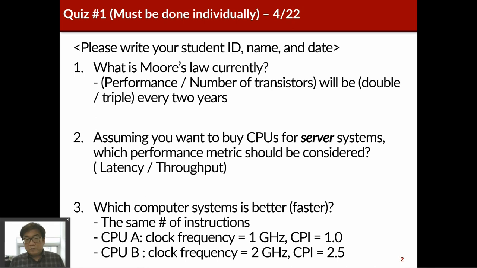For the first question, what is Moore's law currently? You can select from performance, number of transistors, and double or triple every 2 years. You need to select two items in this sentence. The second question is related to different types of computer systems, and question number three is related to the performance of computer systems. So a very simple question.